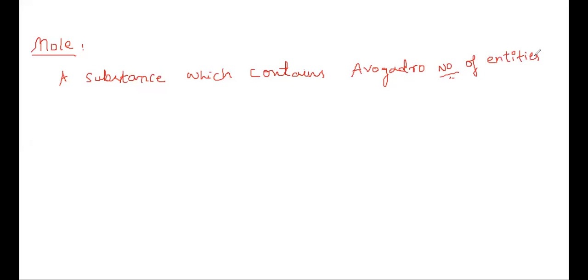So we know what Avogadro number is, right? Avogadro number is equal to 6.022 into 10 to the power of 23. So that's Avogadro's number. Okay, so what exactly does a mole mean?